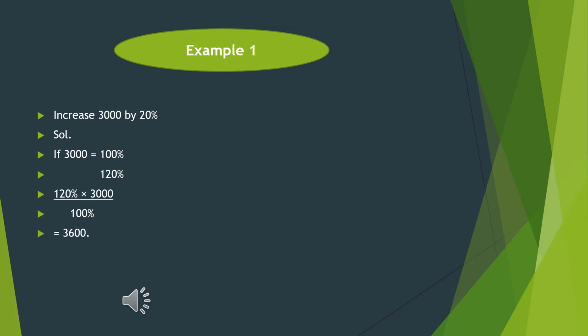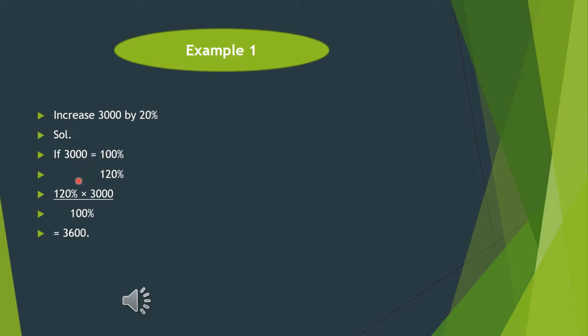Moving straight into our first example, they are asking us to increase 3,000 by 20%. Remember, 3,000 is our original. So how do you solve that? If 3,000 is equals to 100%, as indicated earlier, the original is always 100%. What about 120? I'm adding 100 plus 20, I'll get 120, and then I'm going to cross check. So if I cross check, it is 120% times 3,000 over 100%.